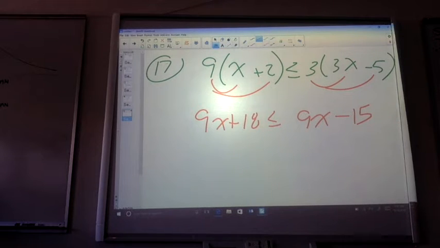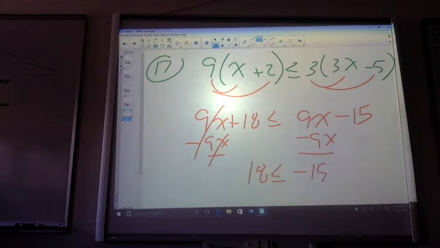Agree? Subtract 9x from both sides. Those cancel. 18 is less than or equal to -15. Is 18 less than or equal to -15? No. It would still give you, if you subtract 18, it'd be -33. And so you get 0 is less than or equal to -33, which is not very good. Any other questions from the homework?